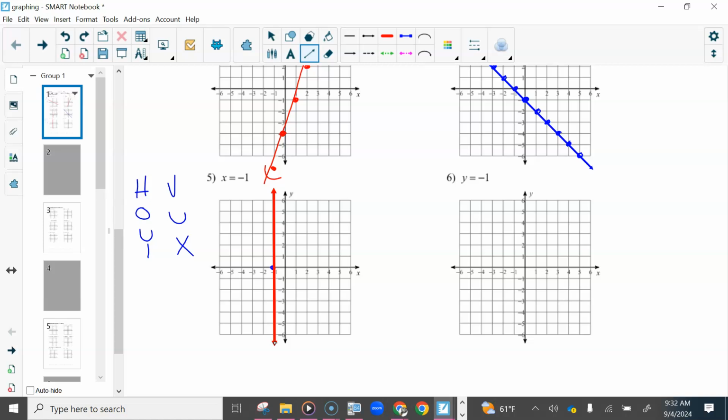Then number 6, it's a y equals, so that's going to be a horizontal or vertical line? Horizontal. We talked about intercepts. It would have an intercept at negative 1 on the y-axis, and it would be a straight horizontal line through that point.